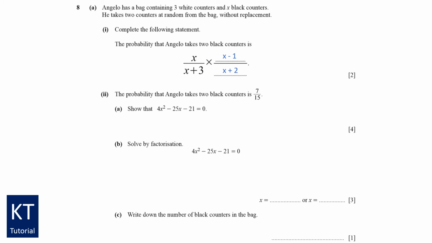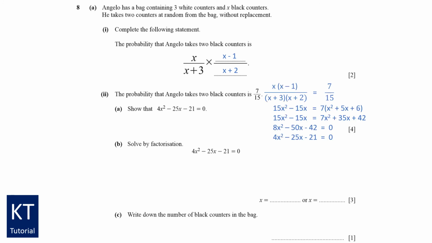Show that the stated equation is true. This can be shown by equating the expression in 8a1 with 7 over 15 and rearrange accordingly. Next, solve by factorization the given equation. This leads to x being 7 or minus 3 over 4. Next, write down the number of black counters in the bag. In this case, x must be a positive number, and that makes it 7.